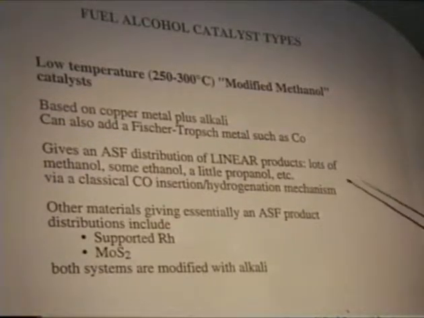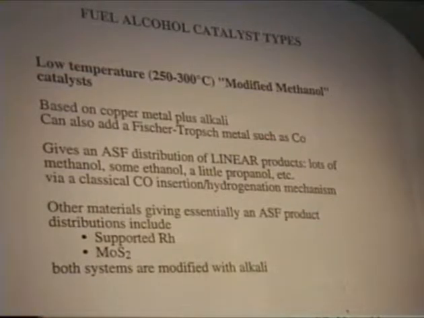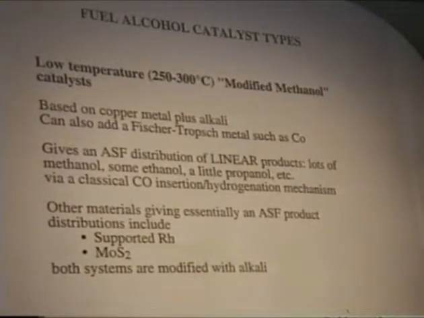What I want you to notice here is that the alcohol products that you get out obey the Anderson-Schulz-Flory distribution of linear alcohol products. So you see lots of methanol, smaller amounts of ethanol, and then normal propanol, normal butanol. And you can regard this as proceeding by classical CO insertion hydrogenation mechanism, even though that, of course, is not what actually happens on the surface.